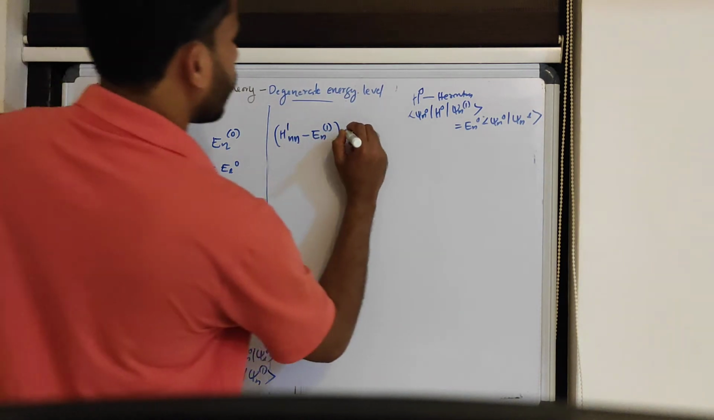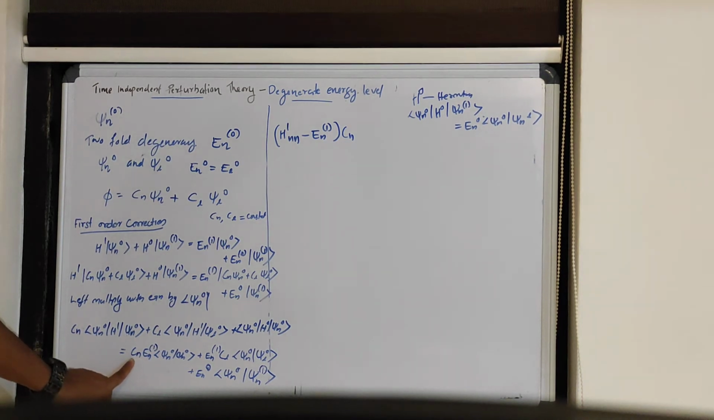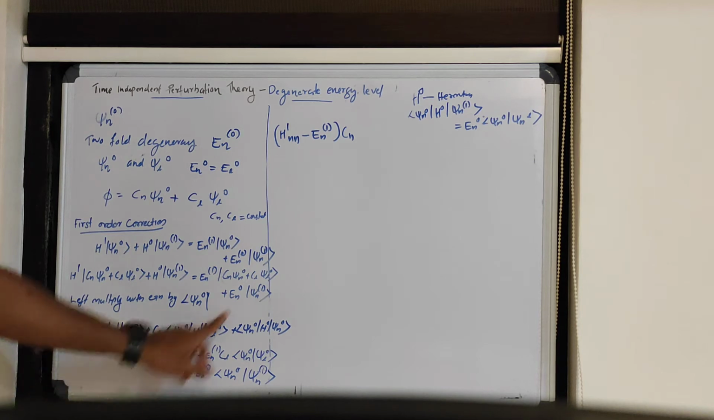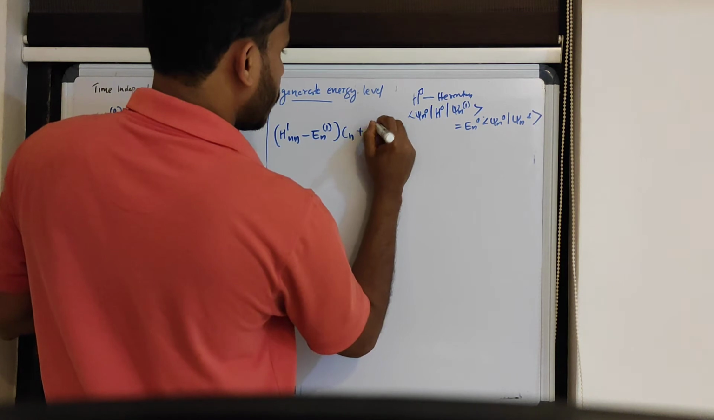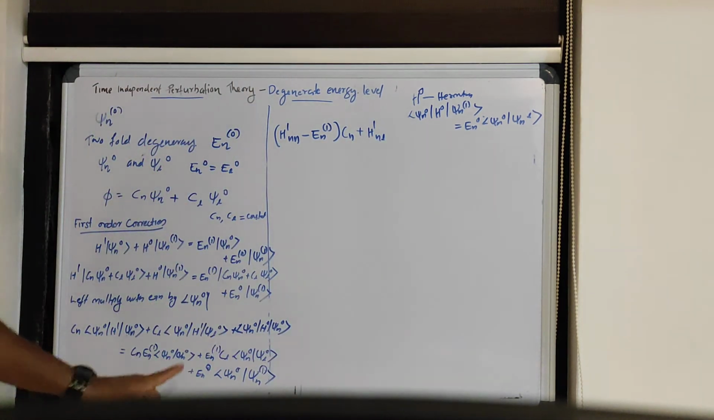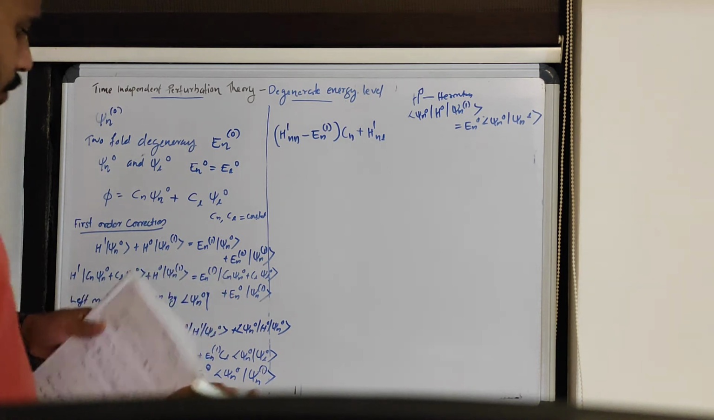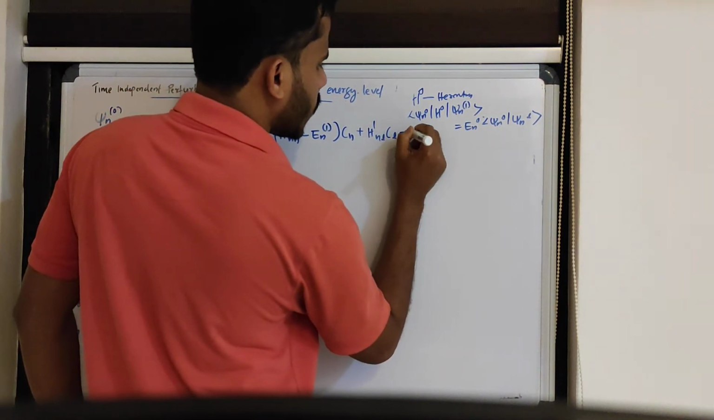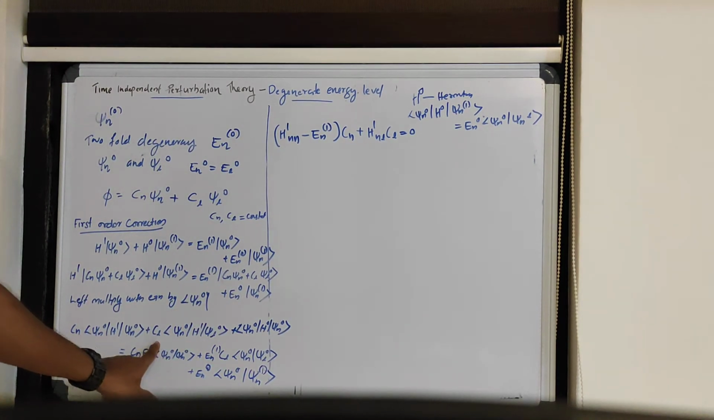En1 into Cn. What is Cn? Here is Cn, and I took both to one side. So here H prime n minus En1. This becomes 1 into Cn plus H prime nn. Where is H prime nn? This two, H prime nn into Cn, equal to 0. Why more H prime nn into Cn?